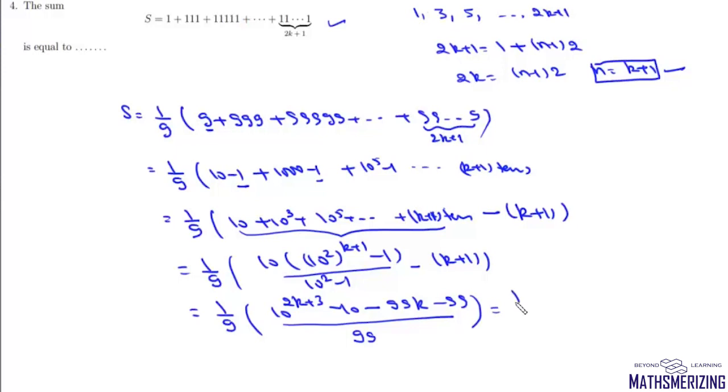So we'll get this result as 1 by 9 into 10 to the power 2k plus 3 minus 99k, and this is minus 10 and minus 99, so it will be minus 109 upon 99, and that is the sum of this series.